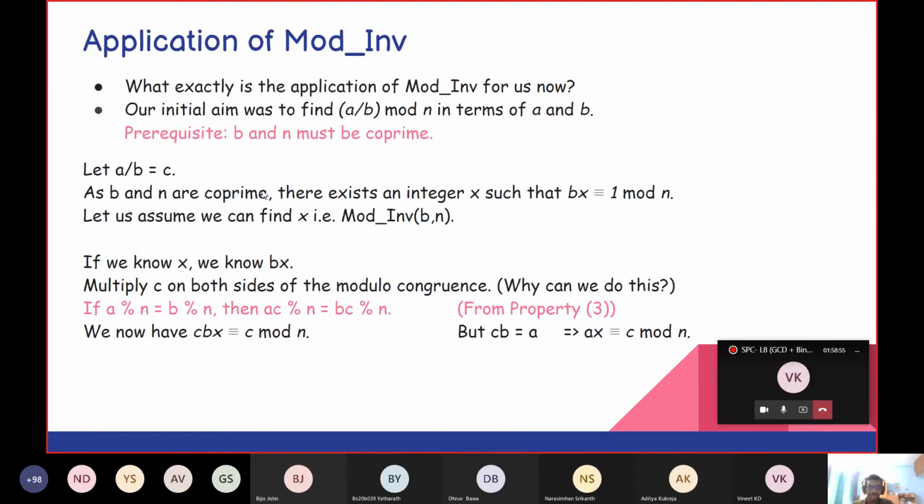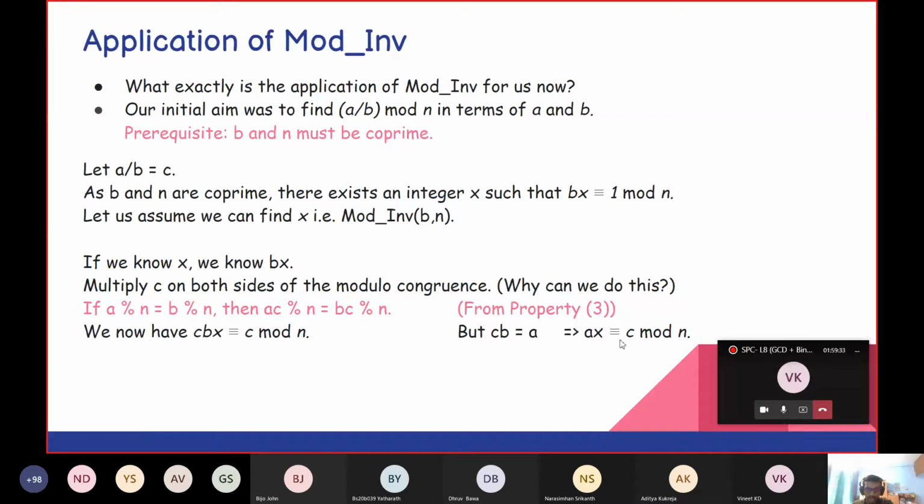Property 3 was AB mod n equal to A mod n times B mod n whole mod n. So AC mod n will be A mod n times C mod n whole mod n. This side will be B mod n times C mod n whole mod n. A mod n and B mod n are equal, hence these two values are also equal. So I can multiply C on both sides and say CBX will give the same remainder as C when divided by n. Now my whole goal was to find what will be the remainder when C is divided by n. So that will be the same as the remainder when CBX is divided by n. And CB is equal to A, so CBX will be AX.